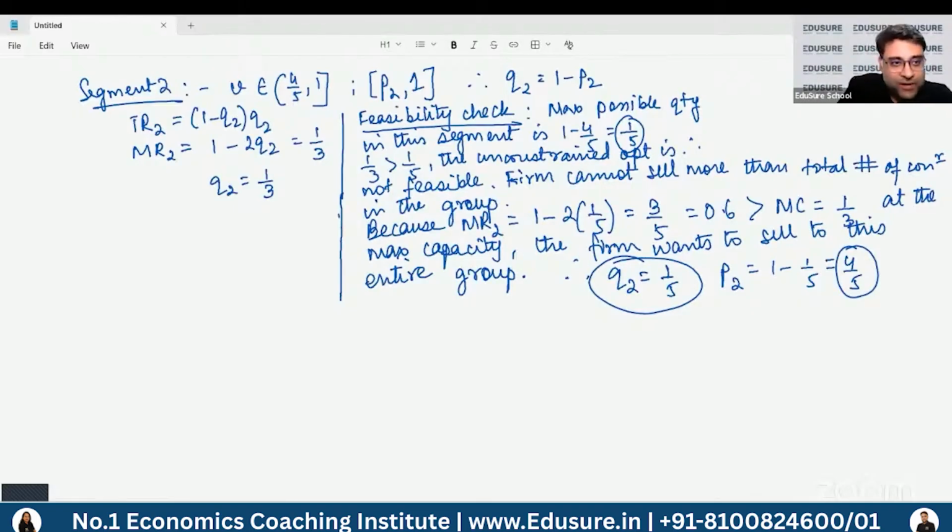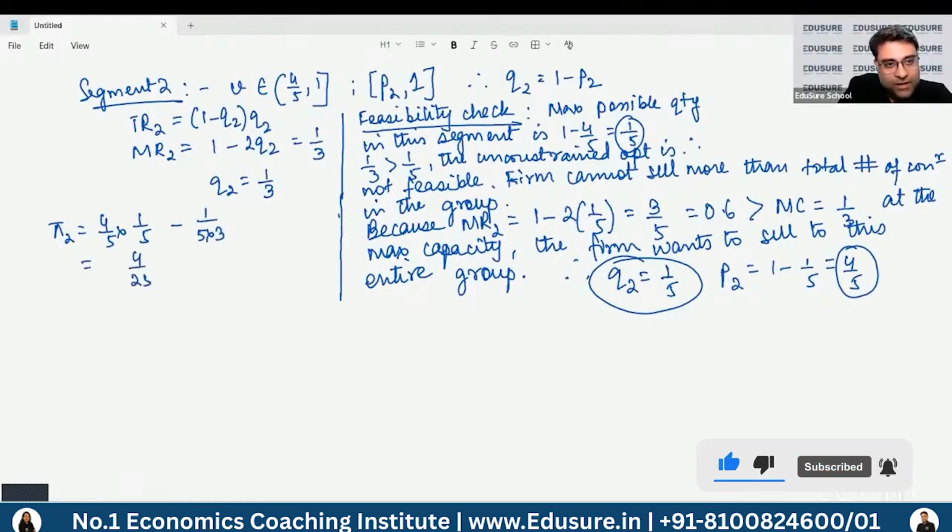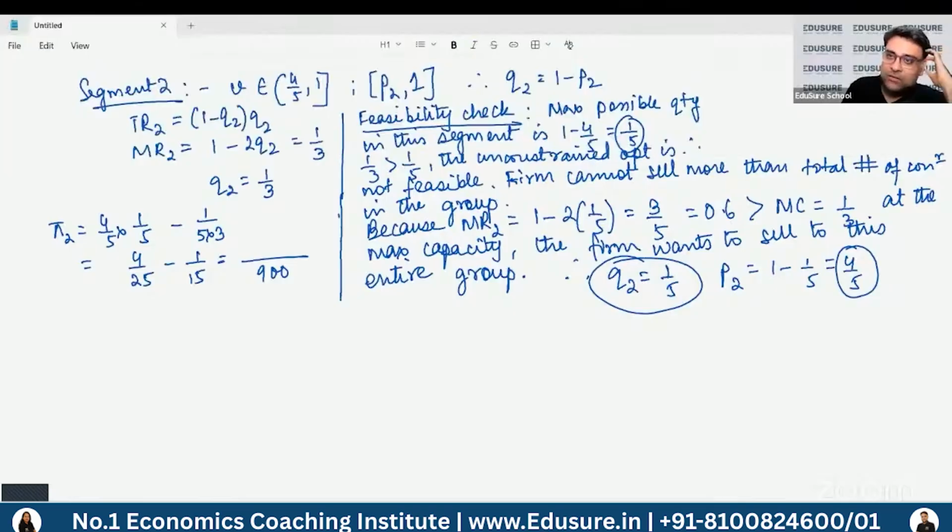So the profit from segment 2 is nothing but P2 into Q2 minus Q2/3. So 4/25 minus 1/15. Again, I can take 900 as the LCM, as I got 900 if you remember. 25 into 36 is 900, and 36 into 4 is 144. 144 minus 60 is basically 84/900. That is the profit of segment 2.